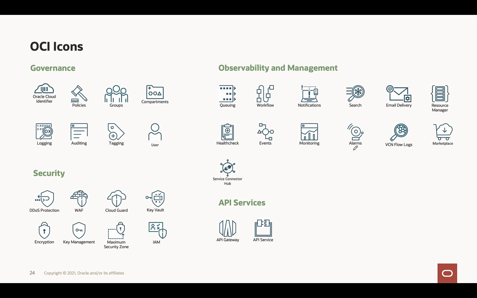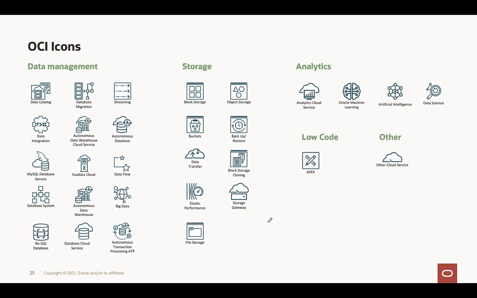We also have our governance icons, so users, groups, compartments, policies, tagging, security, Key Vault if we're using it, identity and access management, security zone, which is going to be a lockdown compartment or a lockdown setup, queuing, workflow, notifications, API services, and finally we have some of our data management, our storage, analytics, low code, and others.